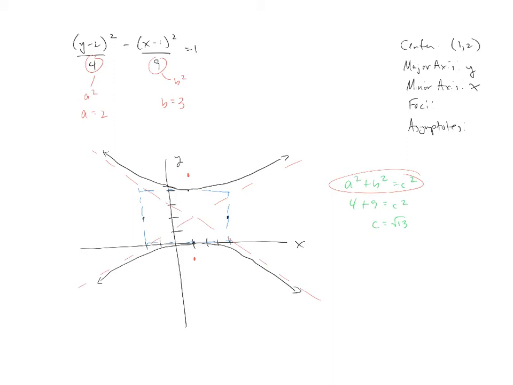So the foci would have x coordinates of 1. And the y-coordinate would be 2 plus or minus the square root of 13. So we move up a distance of square root of 13 and down a distance of square root of 13 when your y is starting at 2. Okay? So the last thing then that we'll need to do would be look at the equations of the asymptotes.